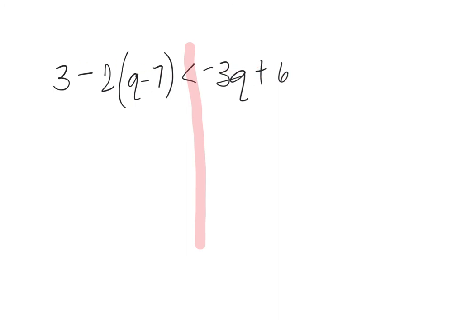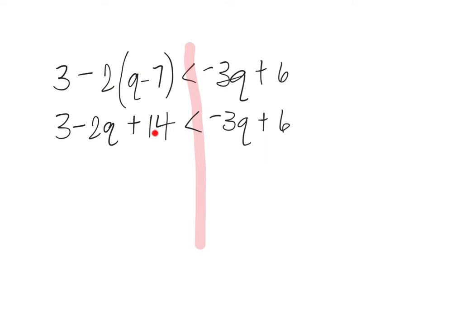Like negative 3q plus 6, I can't do anything to negative 3q plus 6. There are no parentheses there, and I can't combine like terms. That's completely simplified. But the 3 minus 2q minus 7, I can clear these parentheses, and when I do that, I get 3 minus 2 times q is 2q, and negative 2 times negative 7 is positive 14. And yes, I've done one step of simplification, but am I completely simplified yet? No, I'm not. I can combine like terms 3 and 14 right there.